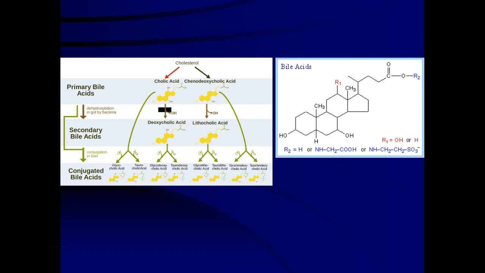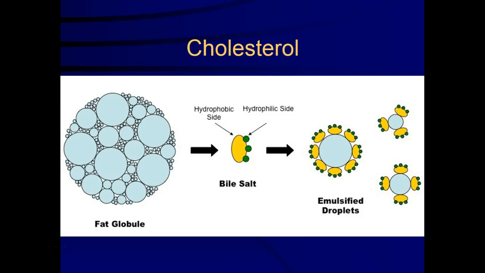But in this case, it actually acts as an emulsifier. And that's what emulsification is. Emulsifiers take fat globules and break them down into smaller fat globules. We often add emulsifiers to things like salad dressing and ice cream. What that does is it takes those big fat chunks and breaks them down into smaller fat chunks that give us a better, smoother, creamier mouthfeel.